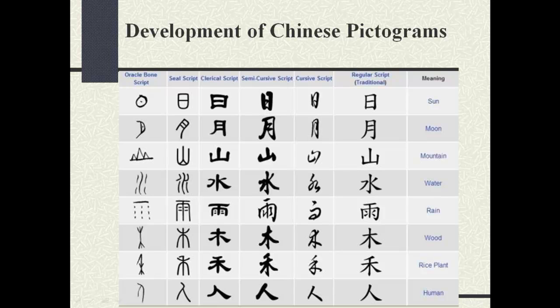Okay, here we have the development of Chinese pictograms. If you see in the right-hand column, you have these different meanings of words. You have sun, moon, mountain, water, rain, wood, rice, plant, and human. In the far left column, you'll see the ancient recordings that would go on oracle bones, and this first example of the sun was just a circle with a dot in it, and then you'll see the evolution of these scripts over time to the right, which conveys the same idea.